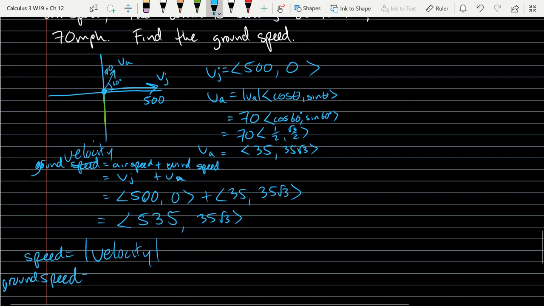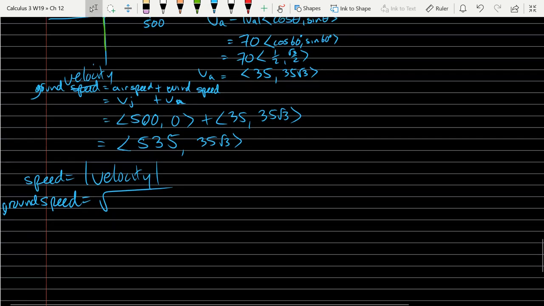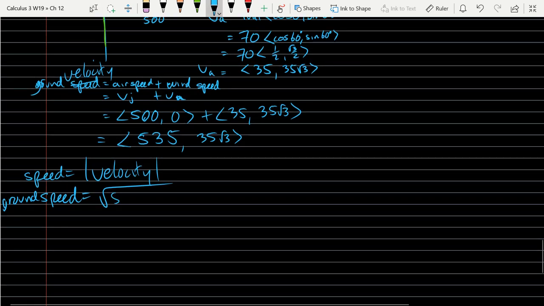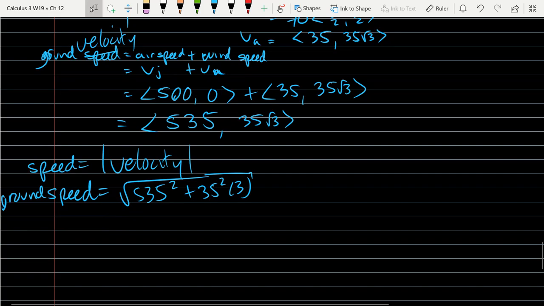So ground speed will be the square root of 535 squared plus 35 squared times 3. Now I shortcutted that last one right there. I'm squaring 35 and squaring square root 3, so it just turns to 35 squared times 3. I'm not going to bother squaring 535, so your calculator can get this.